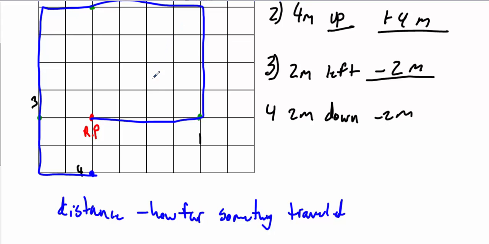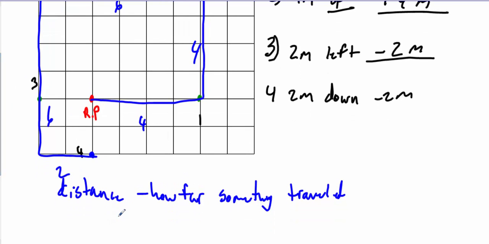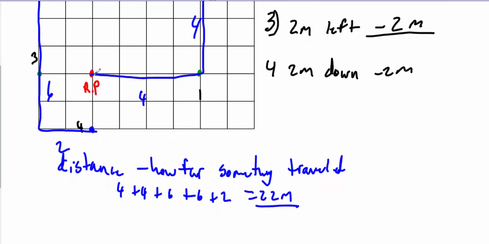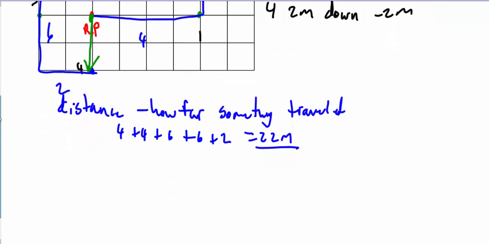So first, let's get distance. Distance, they walked 4 meters here, plus 4 meters there, plus 6 meters here, right? 4, 4, 6, 1, 2, 3, 4, 5, 6, 2. So I have the total distance that they traveled is 4 plus 4 plus 6 plus 6 plus 2, which is 22 meters. That's how far they walked. But that wasn't the fastest way. If I want to describe just where they ended up compared to where they started, I would say they started here and they went this way. They went 2 meters down. So that's my displacement.